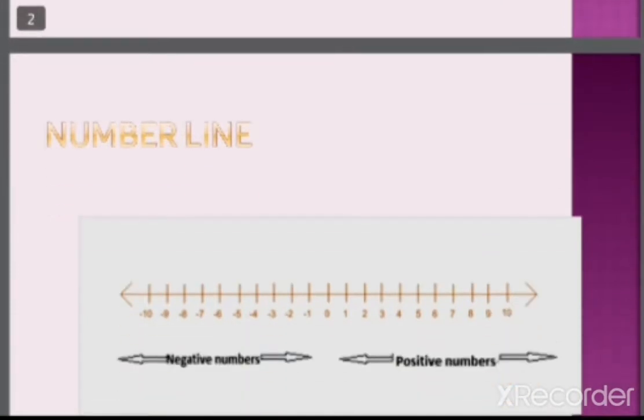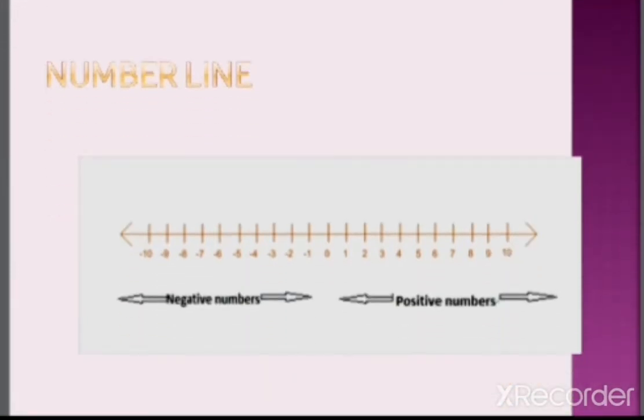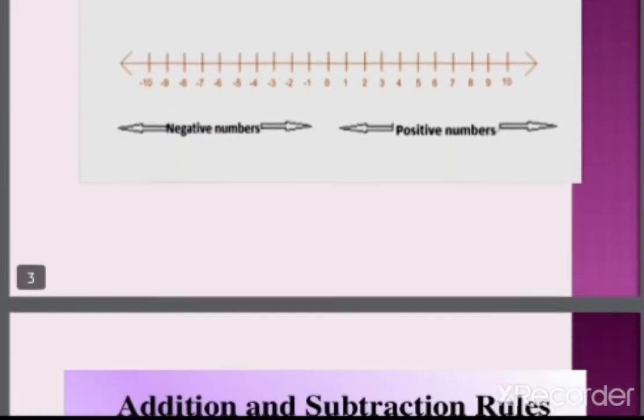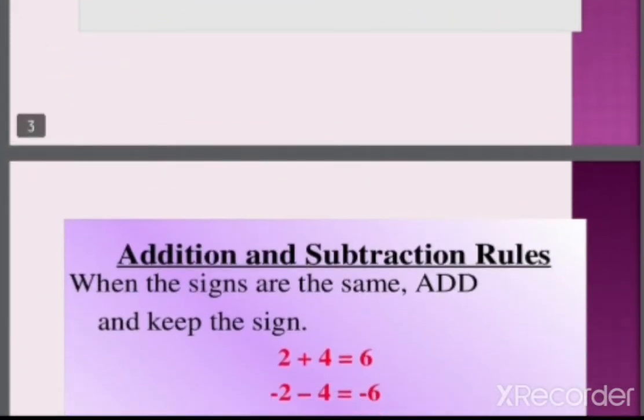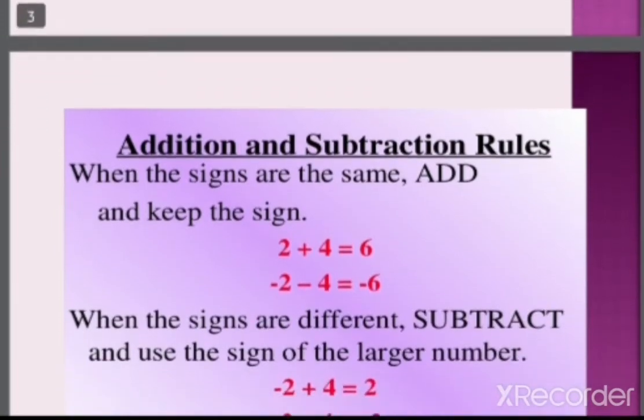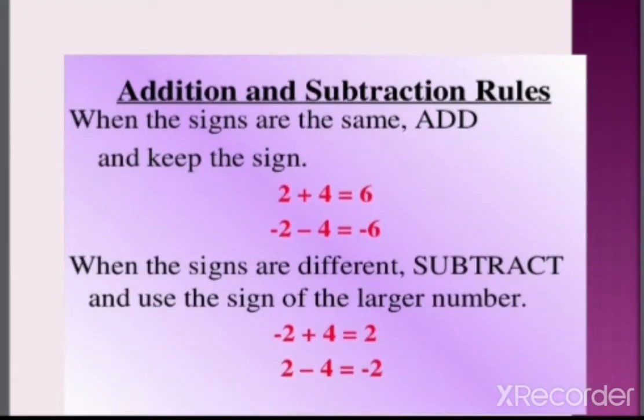So, the number line. You have already studied the number line in your last class. It has positive numbers as well as negative numbers. Positive numbers are on the right side and the negative numbers are on the left side. You know about the addition and subtraction of positive numbers and negative numbers. So, addition and subtraction rules. When the signs are the same, we have to add and keep the sign.